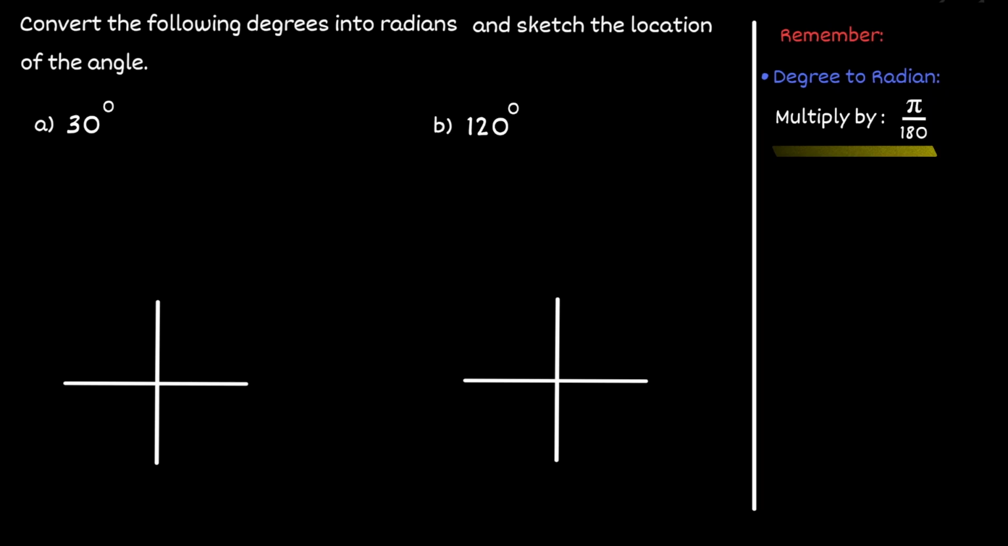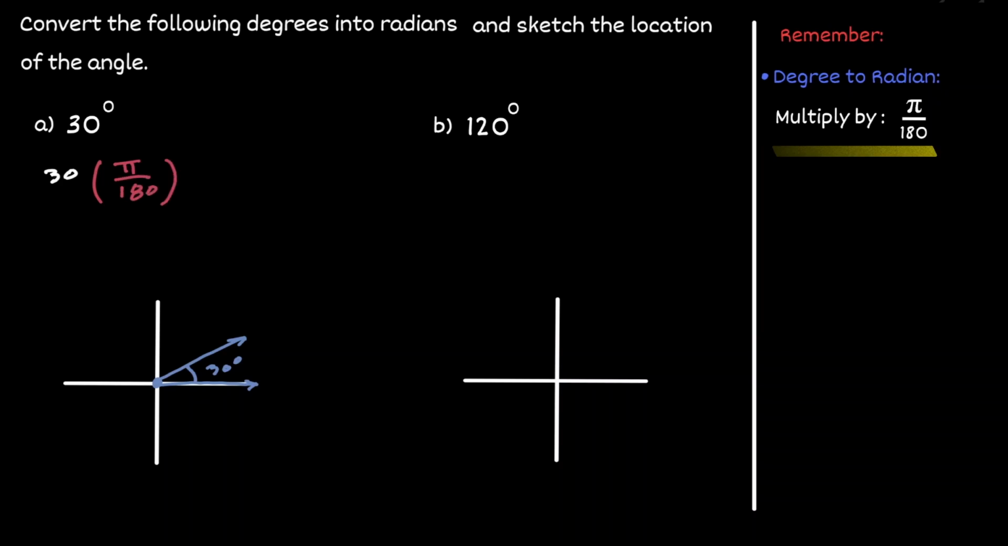In example A, we're given 30 degrees. Let's start by visualizing this measurement. If we start on our x-axis and we travel about 30 degrees, we're going to end up somewhere around this location. Now to represent the location in radians, let's get our degrees, which is 30, and multiply by our factor of pi over 180.